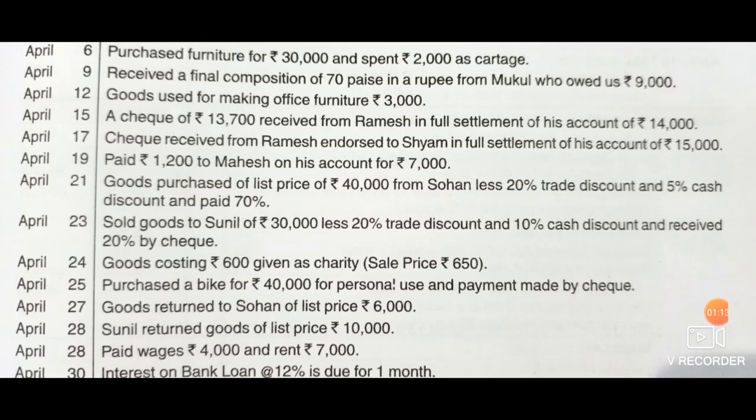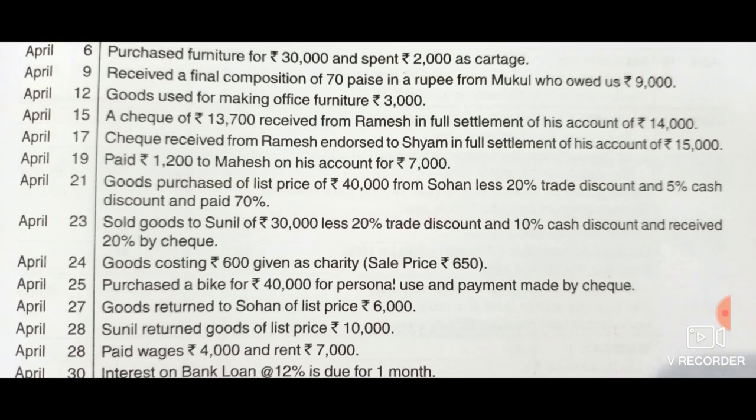Next entry, 6th April, purchased furniture for rupees 30,000 and spent rupees 2,000 as cartage. 9th April, received a final composition of 70 paise in a rupee from Mukul, who owed us rupees 9,000. 12th April, goods used for making office furniture rupees 3,000. 15th April, a check of rupees 13,700 received from Ramesh in full settlement of his account of rupees 14,000. 17th April, check received from Ramesh endorsed to Sham in full settlement of his account of rupees 15,000. 19th April, paid rupees 1,200 to Mahesh on his account for rupees 7,000.